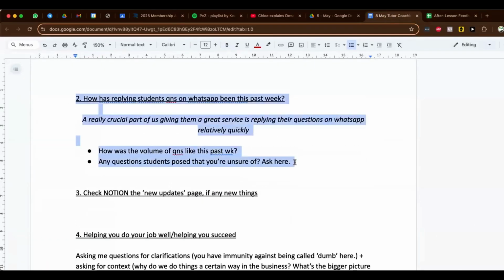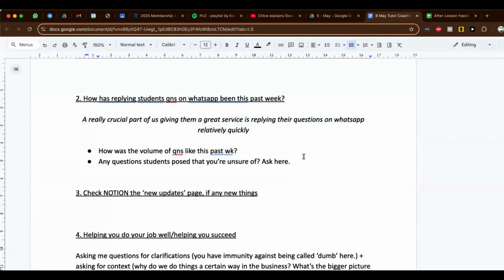All right, next one. How has replying to students on WhatsApp been this week? For me, it's been less than last week. How about you guys? For me, it's generally lesser than last week. I guess because most of their exams are over, and when I held the consult session, most of them came and asked me some questions, and I cleared quite a lot during that consult session.